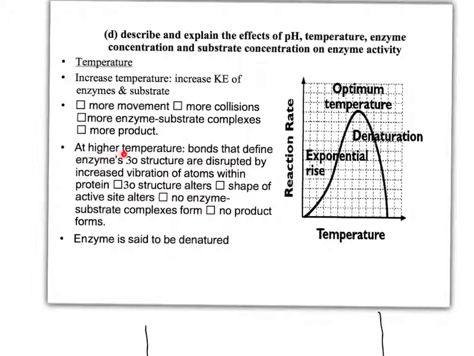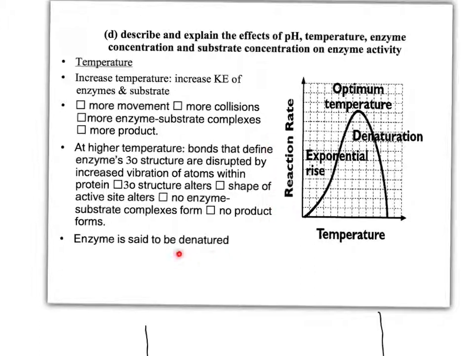And then at higher temperatures, what happens is that the bonds within the enzyme, okay, they start to vibrate more, okay, and that starts to disrupt bonds within the tertiary structure of the enzyme, which changes its shape, okay, changes its tertiary structure, which changes the shape of the active site, okay, which means that enzyme substrate complexes can't form, okay, and if no enzyme substrate complexes can form, we can't make enzyme product complexes, and if we can't make enzyme product complexes, we can't make product.